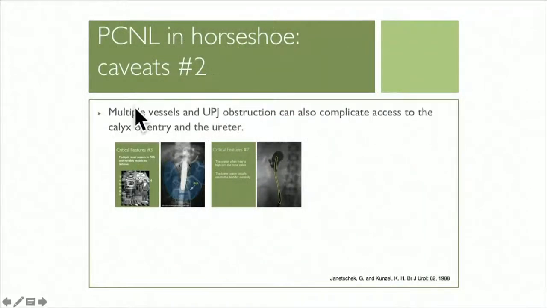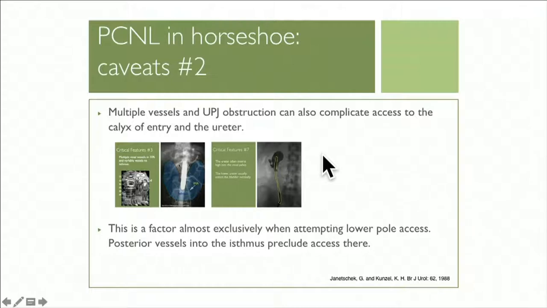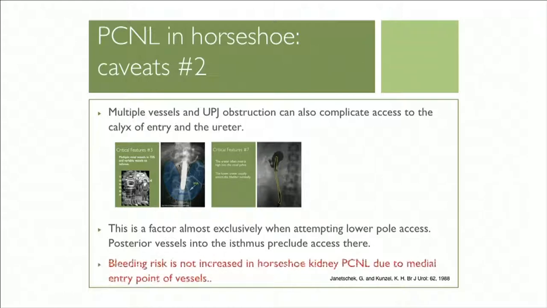Again, multiple vessels in the horseshoe kidney may complicate access, but generally that complication is only going to affect you in the lower pole. It's not something that affects you when you do your upper pole access. So again, posterior vessels in the isthmus really preclude access there. If you're going to try to do a lower pole access into the horseshoe kidney, you need a good quality CT or maybe even a CT angiogram before doing that.